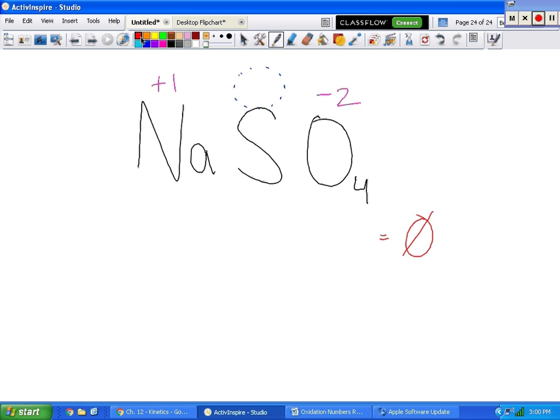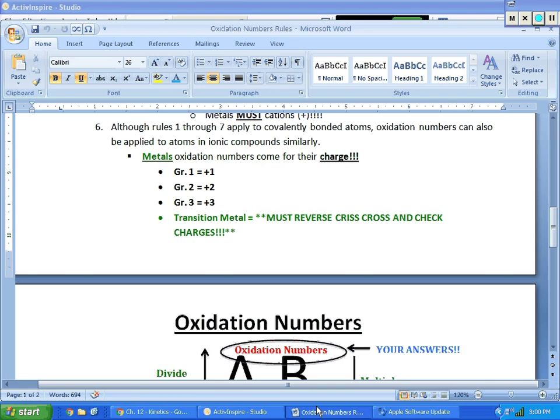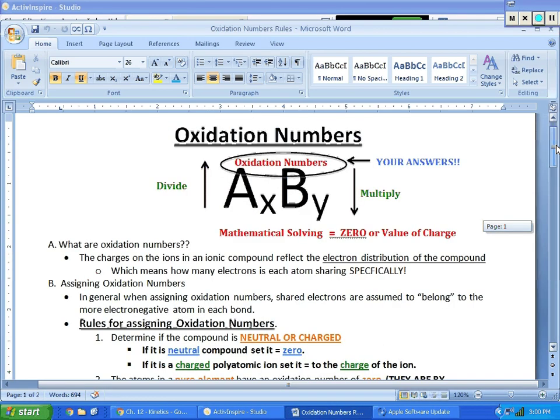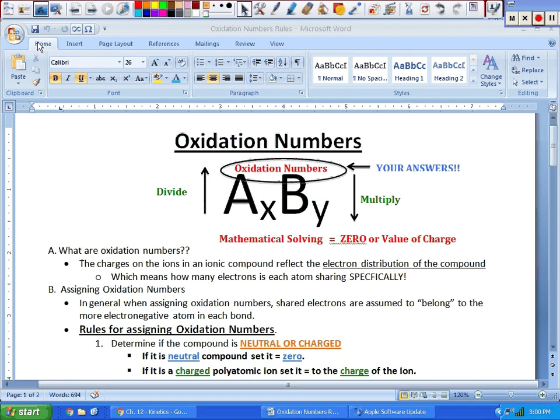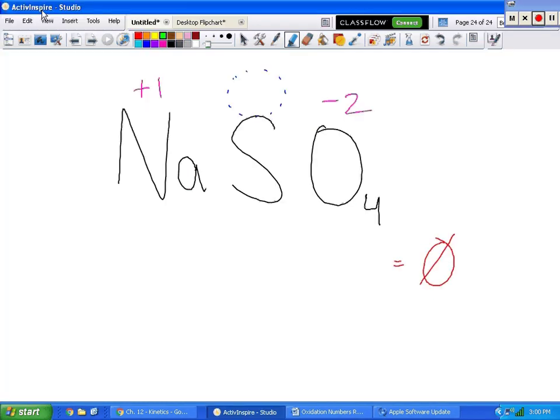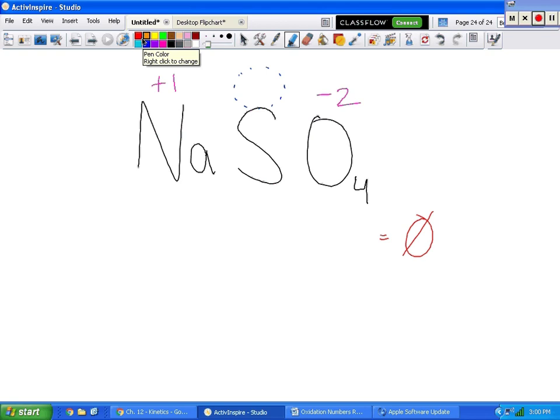Okay? So, this is the part where we actually can go back to this because this is correct. So, it gives you explicit instructions. When you go down, what do you do with your numbers? Multiply. So, here's what we're going to do. We're going to start with oxygen because it's the easiest. What is -2 times 4? -8.